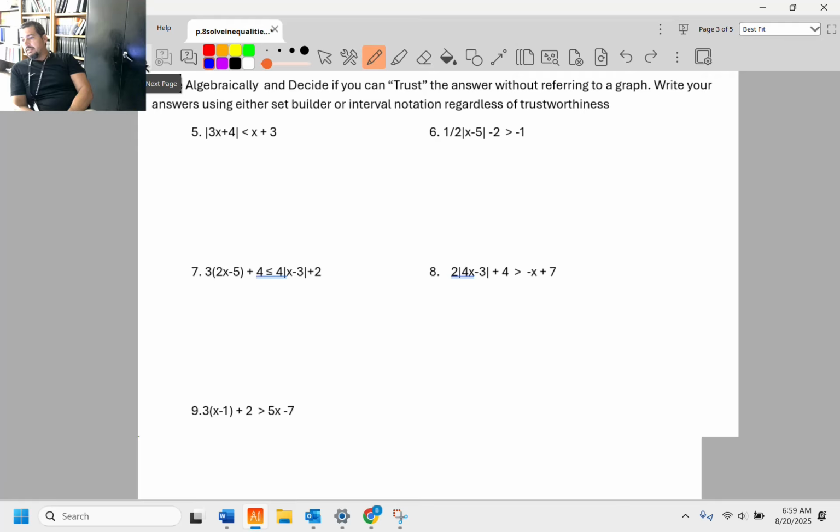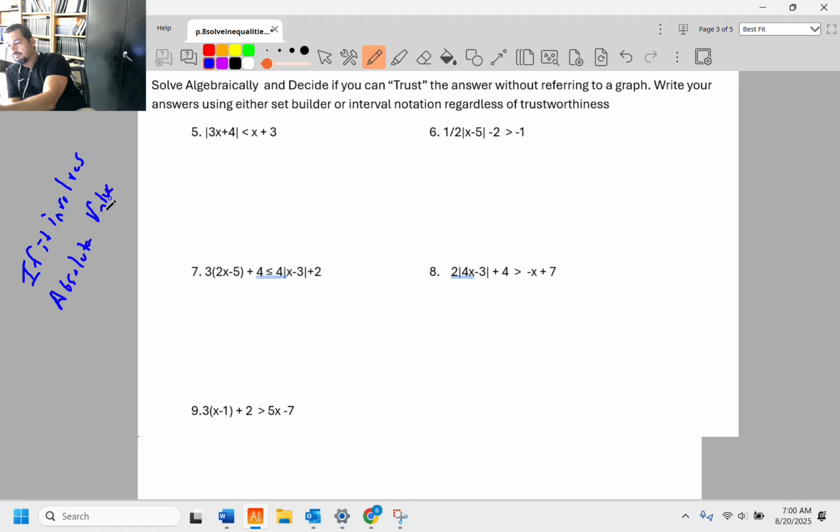All right. Solve algebraically. Decide if you can trust the answer without referring to the graph. I can tell you wholeheartedly, if it involves absolute value, maybe. That's the deal. If it involves absolute value, maybe.